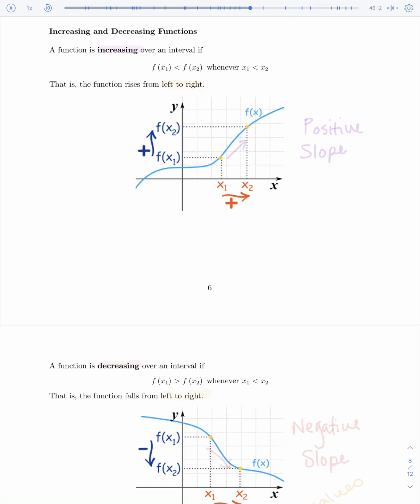In this next little part, we're going to talk about increasing and decreasing functions. Now, in layman's terms, a function is said to be increasing if, as you trace the graph from left to right, it goes in the upward direction, meaning it has a positive slope.